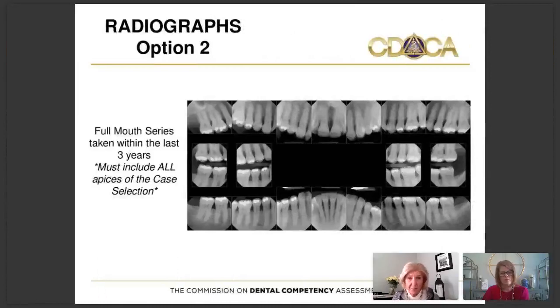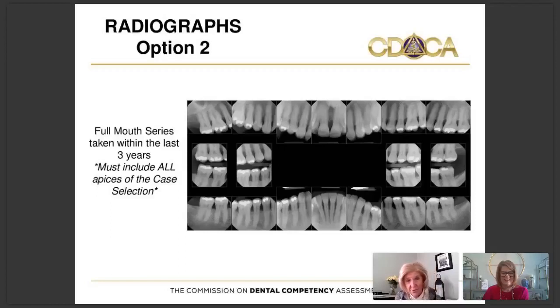Another acceptable submission would be a full mouth series. Again, the requirement is 3 years. If you do have bite wings as part of your full mouth mounting, that's perfectly okay. We don't require them, but we welcome them. If they're there, please submit them. In this particular full mouth series, you can see that at least on one image, the apex of just about every root within the mouth.